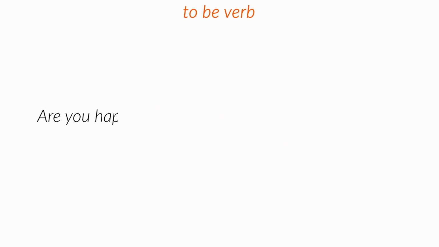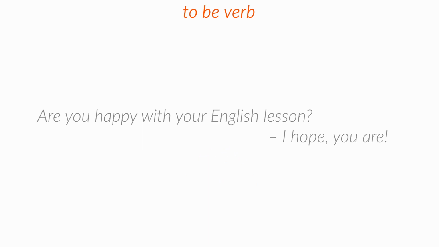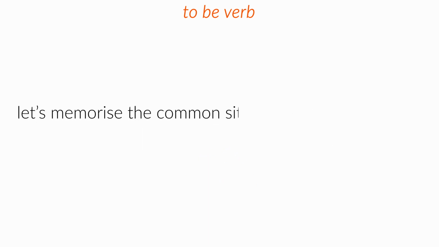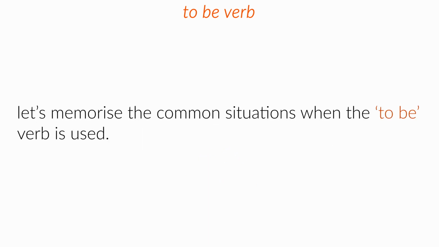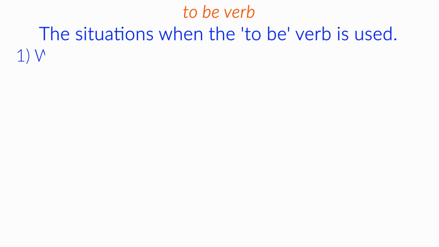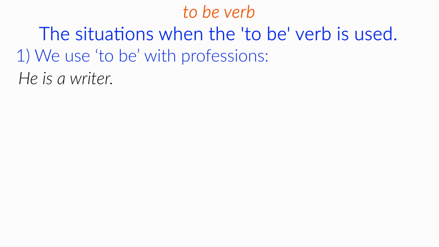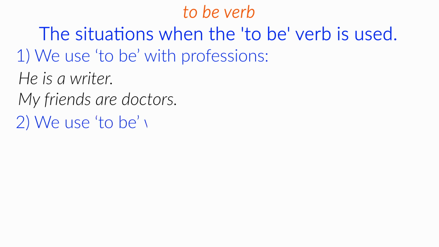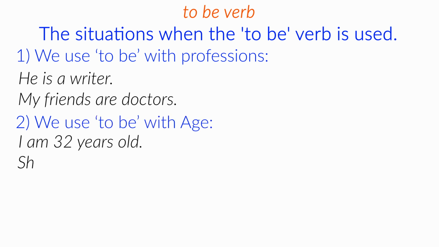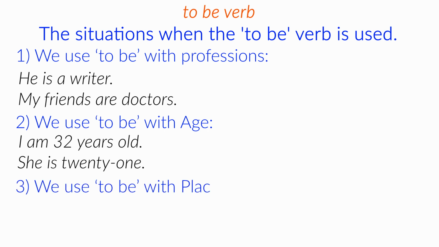Well, are you happy with your English lesson? I hope you are. Now, let's look at some situations when the to be verb is used. Please memorize them. We use to be with professions. He is a writer. My friends are doctors. We use to be with age. I am 32 years old. She is 21. We use to be with places.